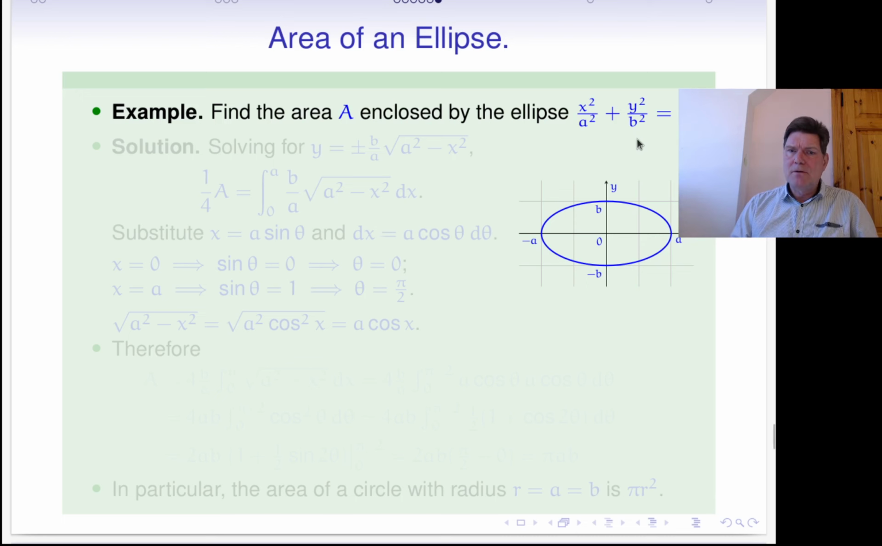If you think about it or try out a few things, you'll see that on the x-axis, minus a and a are points on that ellipse, and on the y-axis, minus b and b are points on that ellipse, and then the ellipse is the curve between these points.